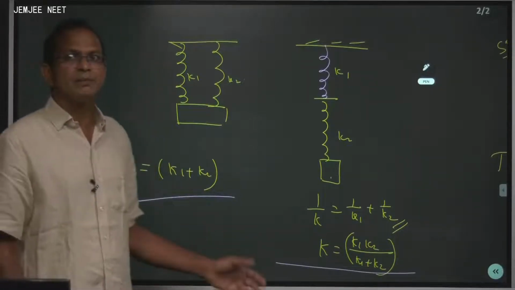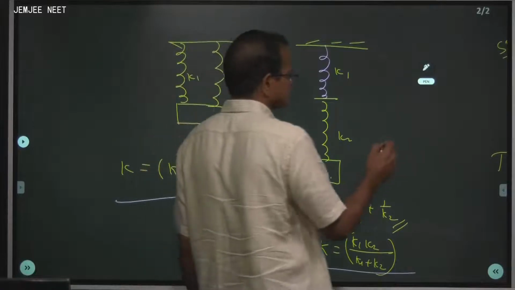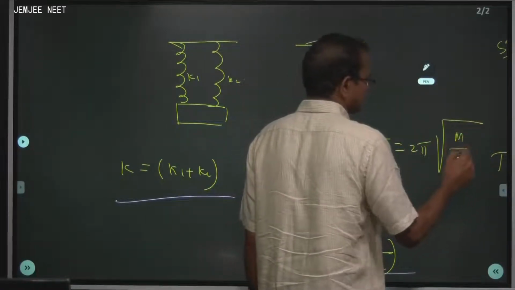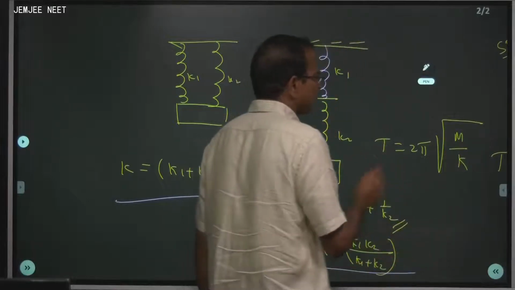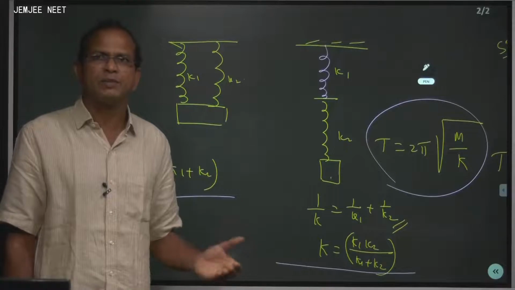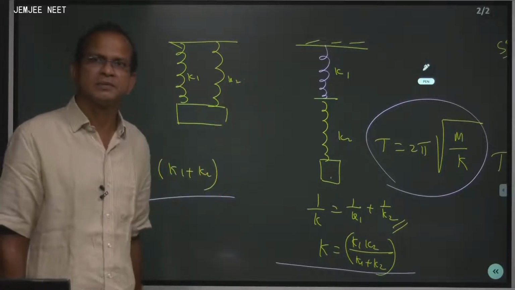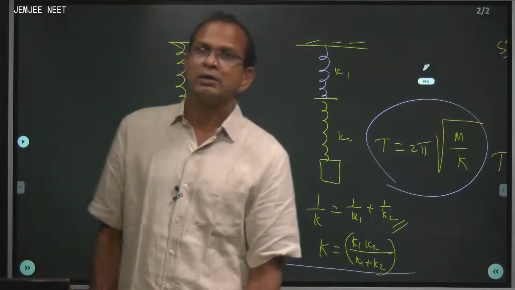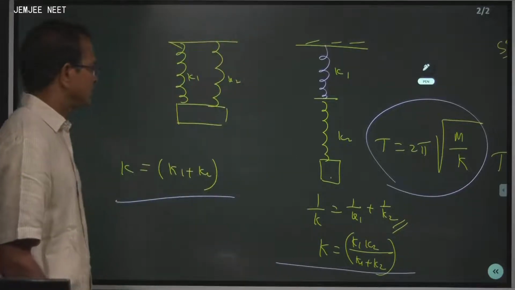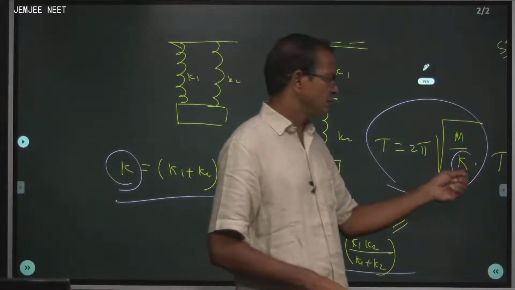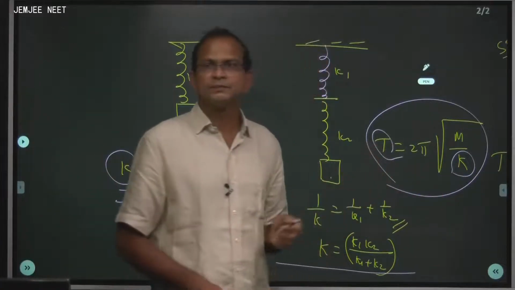So, in which case is the time period going to increase? In series or parallel? Two springs are there. Parallel. In parallel combination, yes, K will increase. K will increase. Time period will decrease.